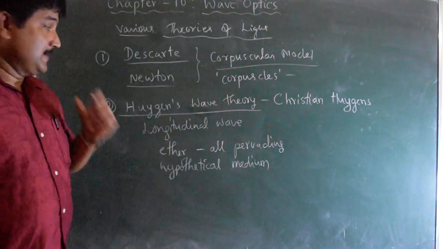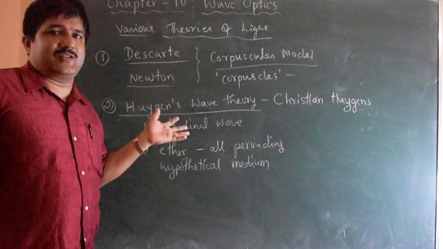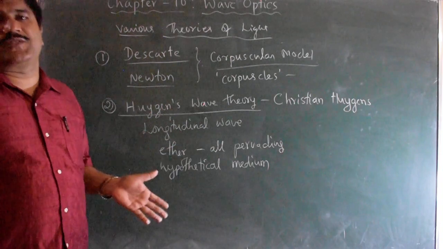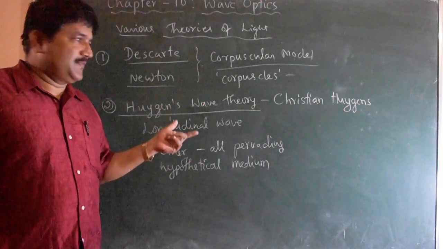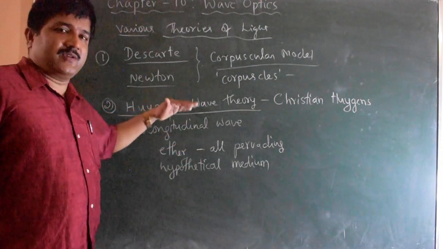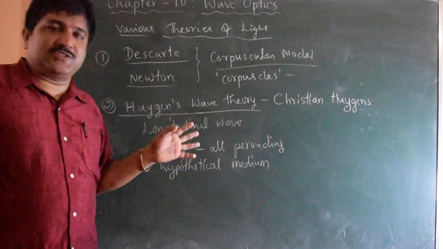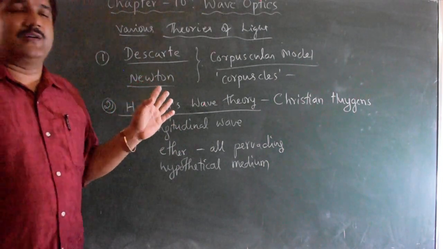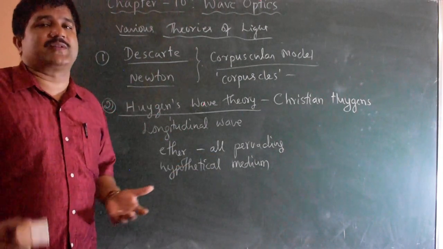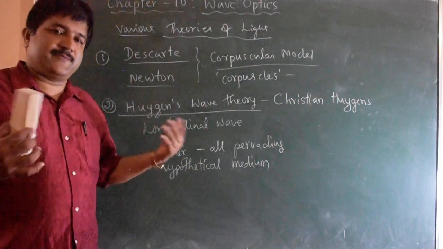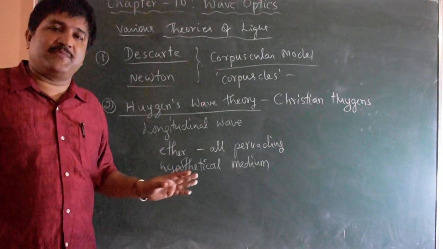The idea of longitudinal waves we have studied in first year also, longitudinal waves and transverse waves. Sound waves are actually longitudinal waves, and you have studied that light waves are transverse. But Huygens says that light is a longitudinal wave, and we know that a longitudinal wave requires a medium for propagation. So he assumed an all pervading medium, meaning in the entire universe there is a medium called ether. Later it was experimentally proved that no such medium exists.